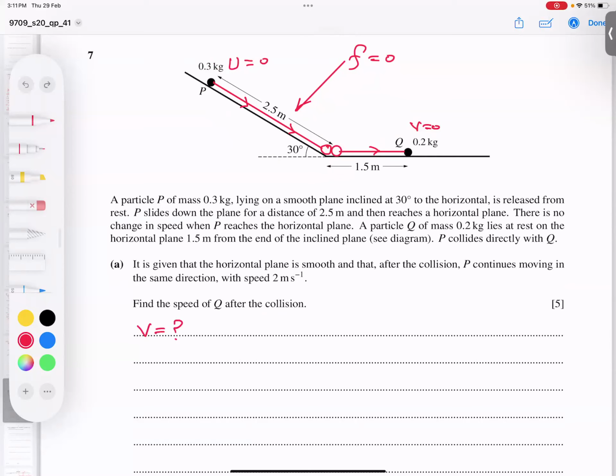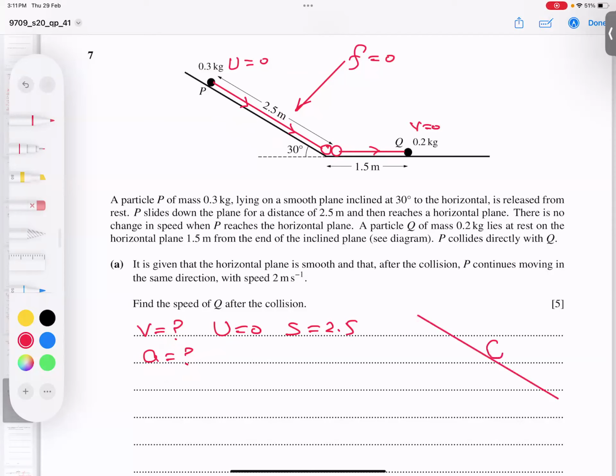I talk about inclined plane motion. U is confirmed 0, S is confirmed 2.5. But the problem is, do we have acceleration given? No. It means if we don't have acceleration for this motion, we cannot solve the question. How can we solve it?